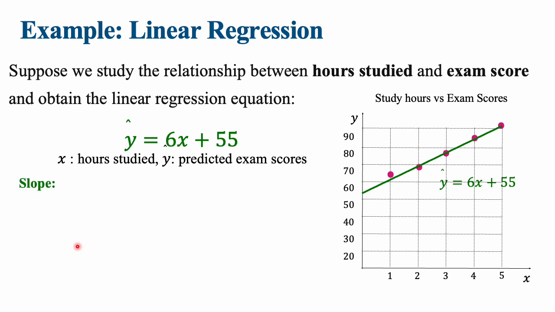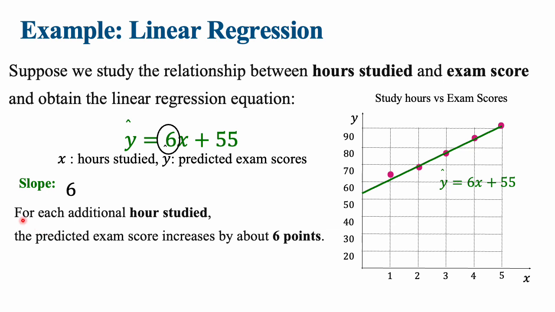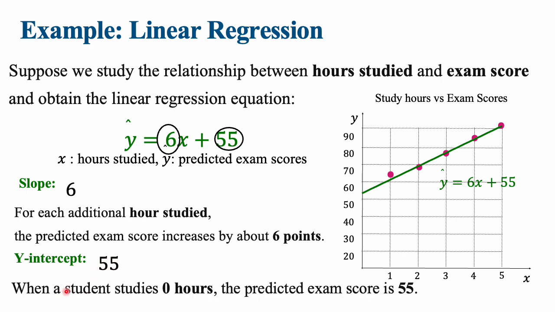The slope is 6. What does 6 mean? For each additional hour studied, the predicted exam score increases by about 6 points. That's what the slope means. How about the y-intercept? The y-intercept is 55. What is 55? It means if you study 0 hours, the predicted exam score is 55.